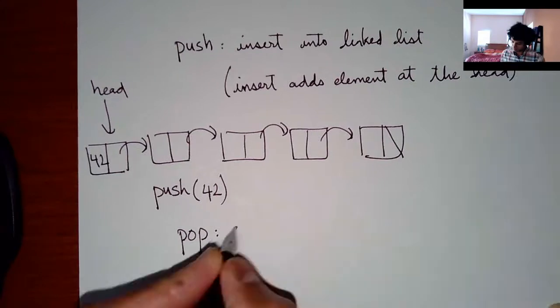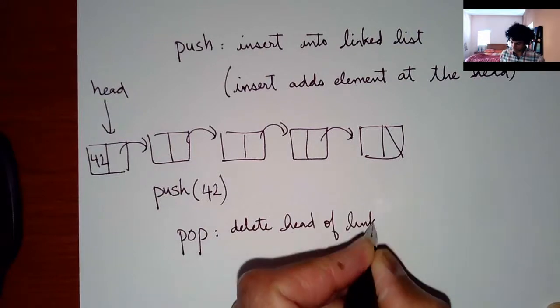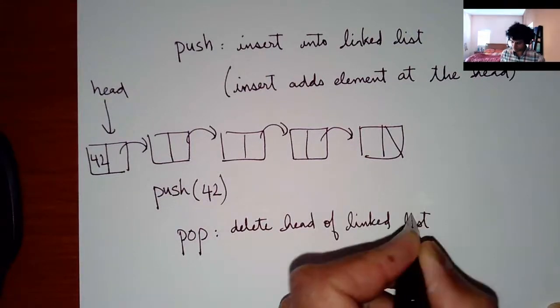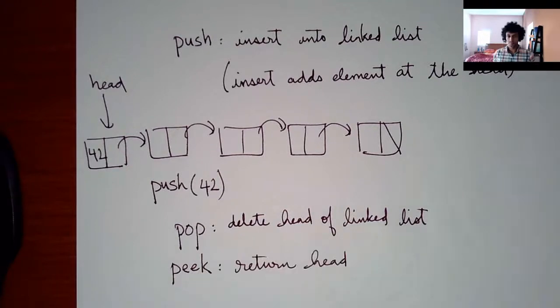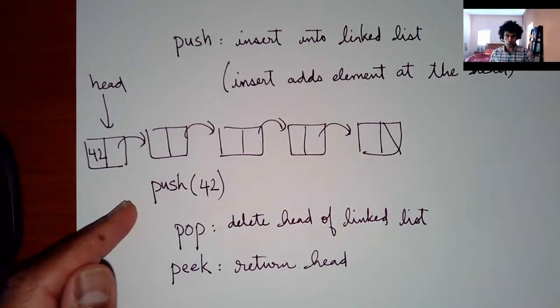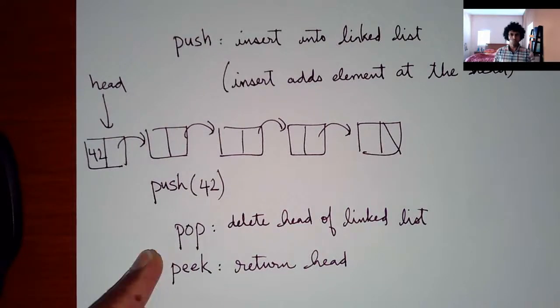So pop is to simply delete the head of the linked list, right? And the peek function would simply return the head. So hopefully you can see that implementing a stack is pretty straightforward once you have a linked list. You can just represent your stack as a linked list. The push of the stack would simply insert into the linked list. The pop of the stack would simply delete the head of the linked list, and the peek function, if you need it, would just return the head.